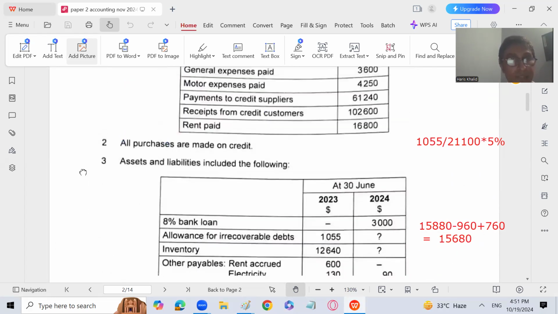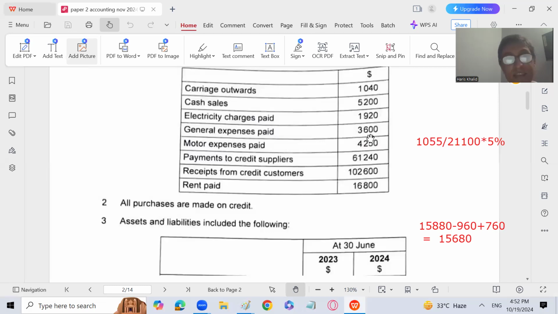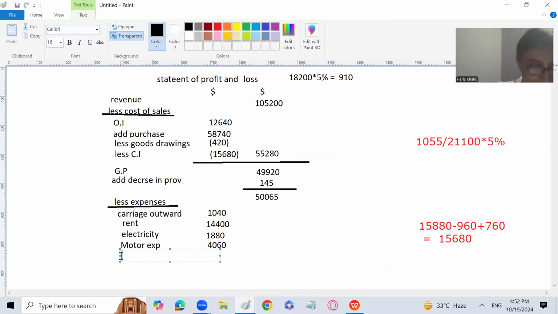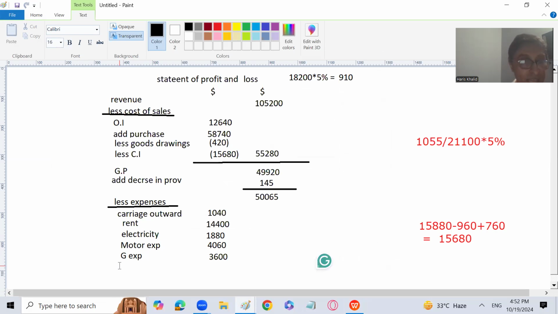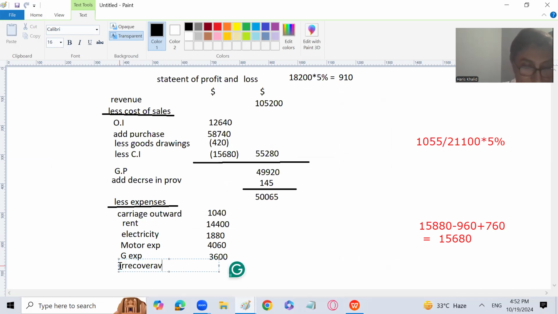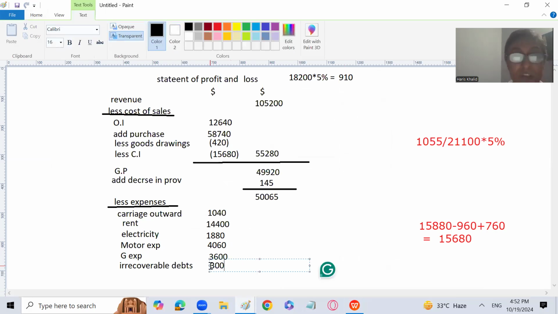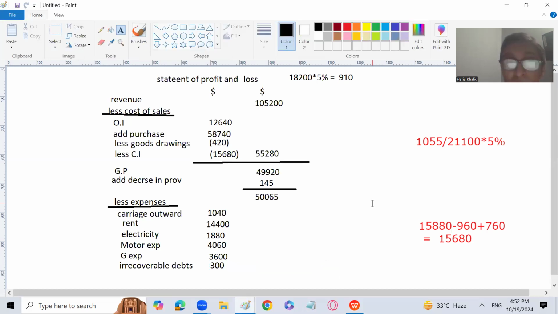Next, I'm going to write other expenses, which are general expenses paid, 3600. There is no adjustment of general expenses paid, so I will write it as it is. So general expenses, that is 3600. Okay. Next is going to be our irrecoverable debts, because these are the debts not written off. Irrecoverable debts not written off need to be subtracted from the trade receivables, and also need to be written under the heading of expenses because the double entry has not yet been recorded.